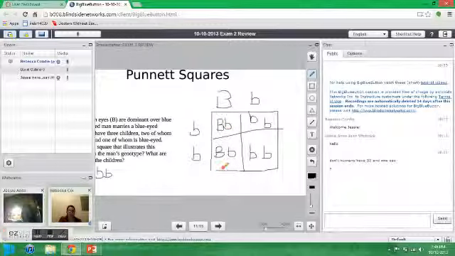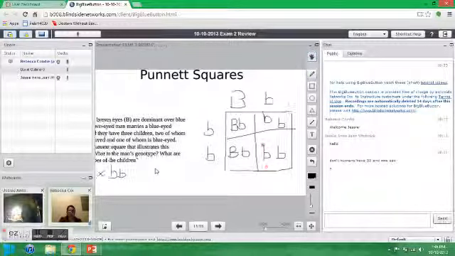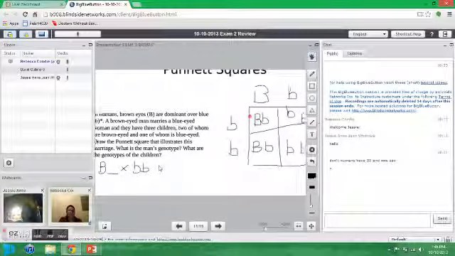Here. So we have two children that are heterozygous, right? Heterozygous for brown eyes. And then we have two homozygous children for blue eyes. Sorry, brown eyes here, blue eyes here. I don't know if I said that correctly.